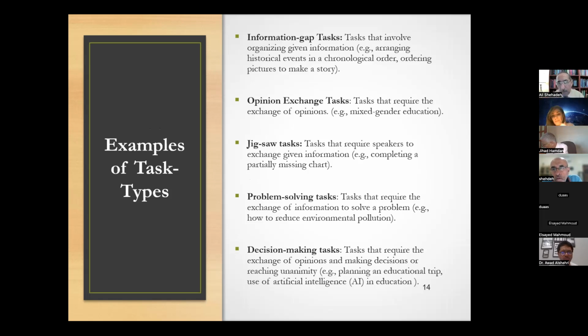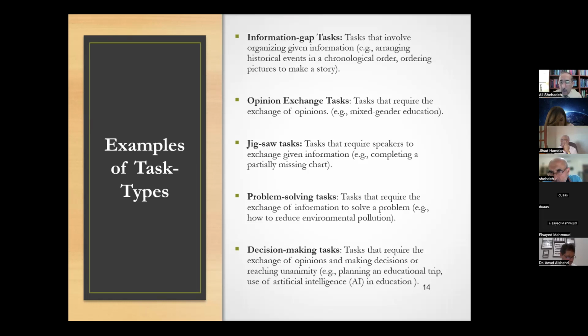There are many types of tasks, and here I give you just briefly, for your benefit, some examples of tasks. We have information gap tasks that involve organizing given information. For example, arranging historical events in chronological order, ordering pictures to make a story. Opinion exchange tasks, exchanging opinions with your partner, with a friend, with peers. For example, tasks that require the exchange of an opinion, for example, with gender education or any opinion exchange. What do you think of this? What do you think of that?